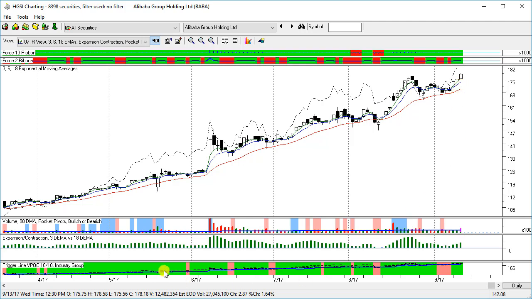Now this is something down here that's unique to HGSI. It is a volume point of control based upon 10 days and what we call 10 buckets. And I'm not going to get into that right now, but when it's green, it's a buy. When it's rose, it's consolidating, or a sell if it's in a downtrend. But these are just a few of the many indicators that are available.